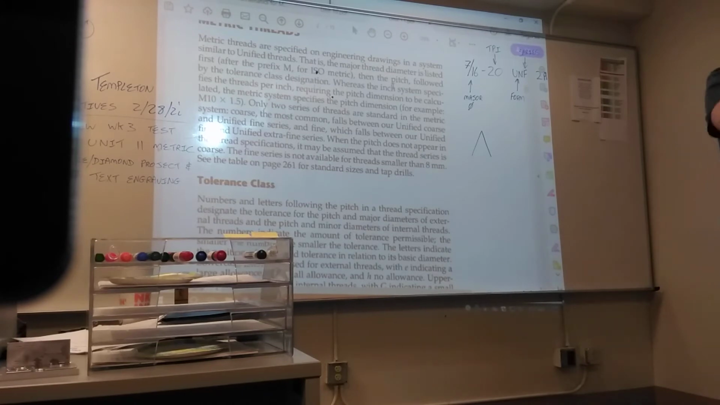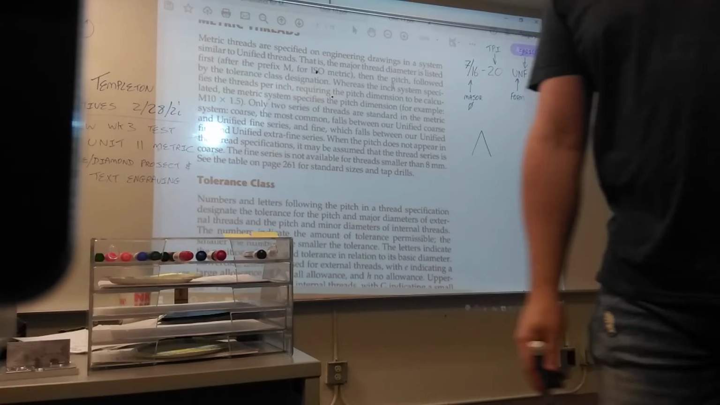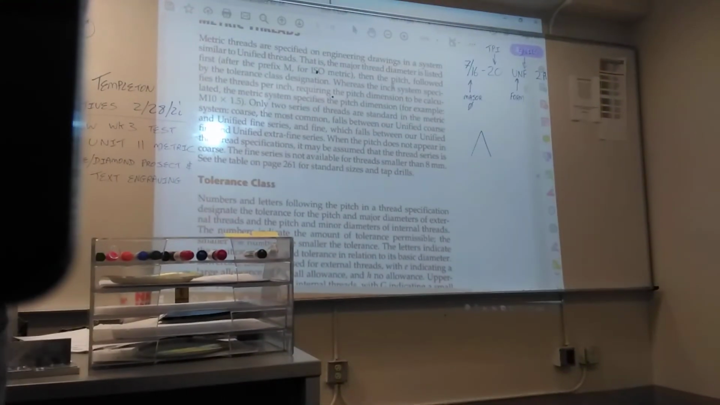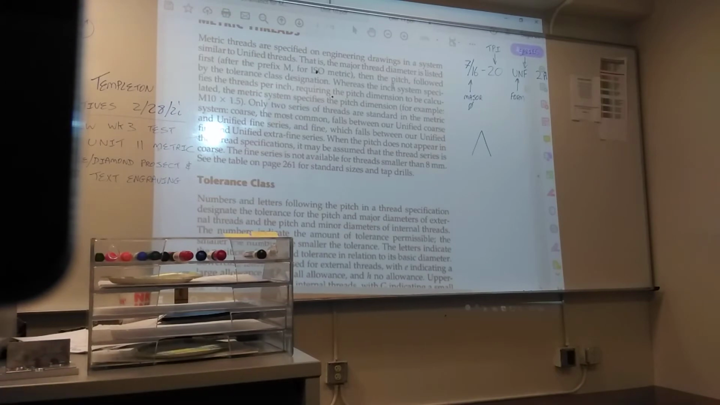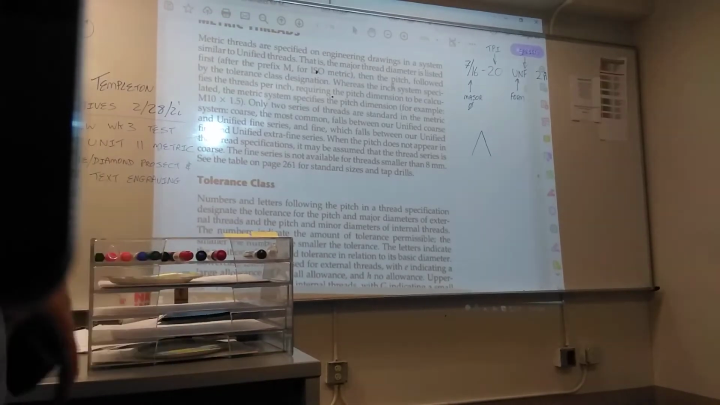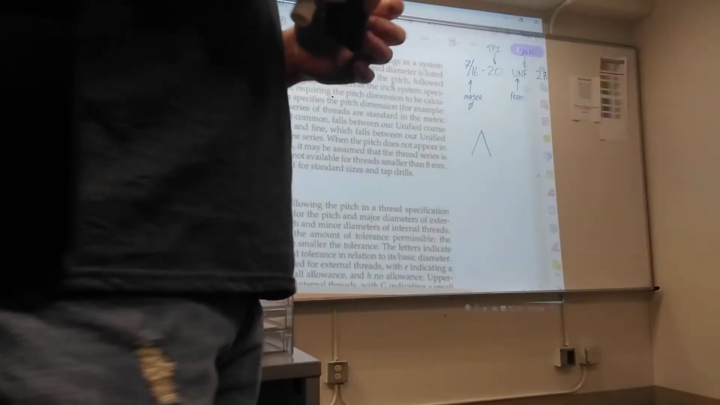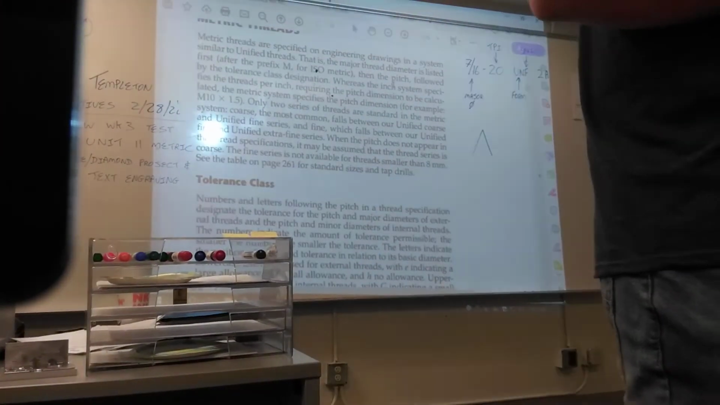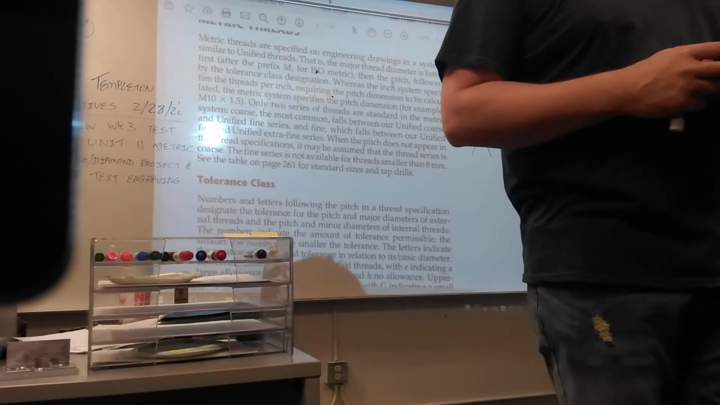Look at the Unified National form. What do you see at the bottom of the threads? The radius. Where's the radius on your tool? You don't have one. So how are you creating a Unified National thread with a tool that has a sharp point? What you're really creating is a sharp V thread. You're not using the right tool to generate those threads.